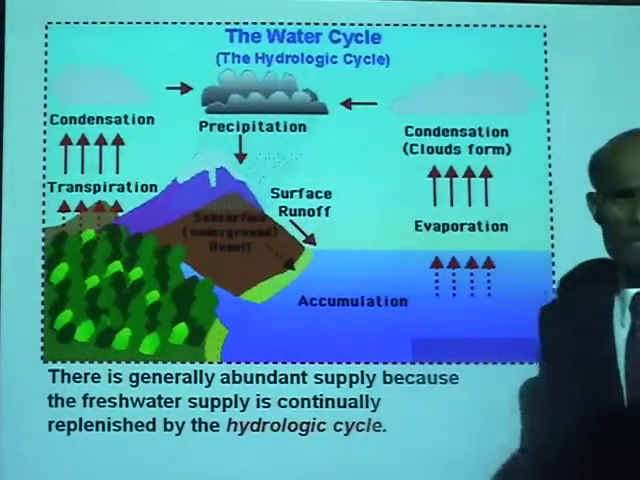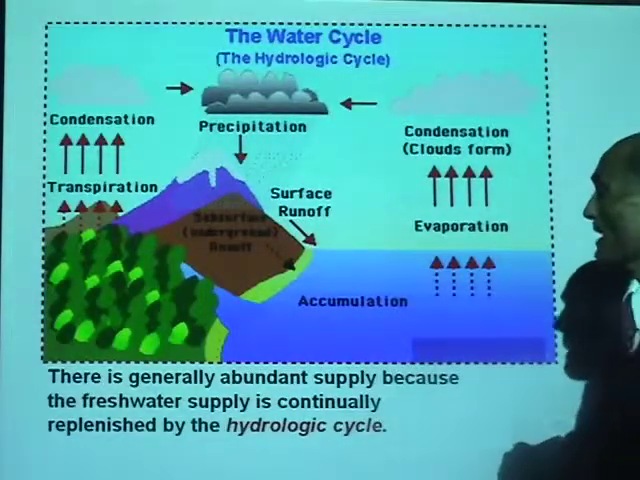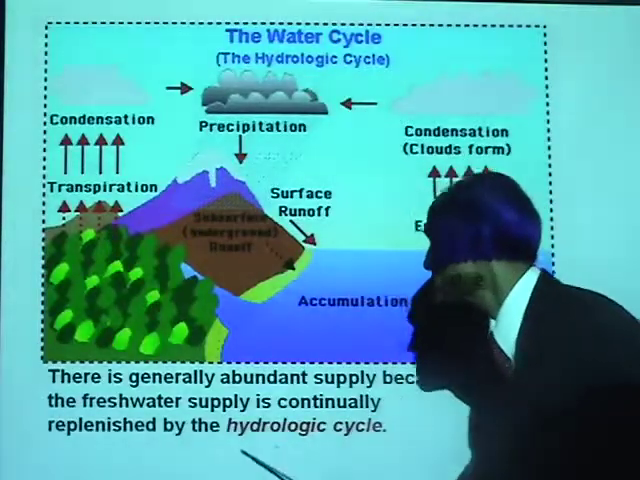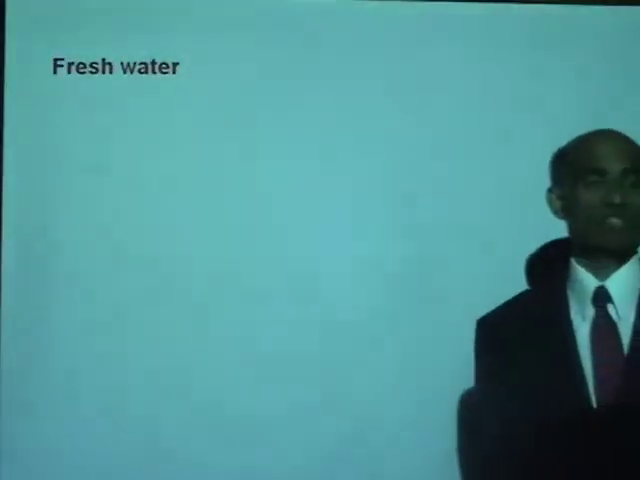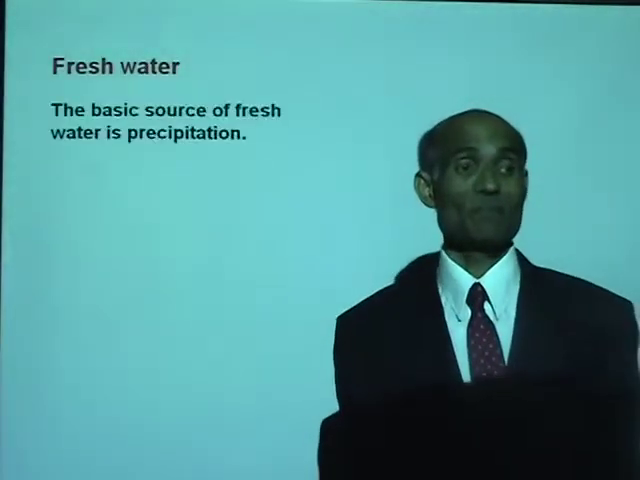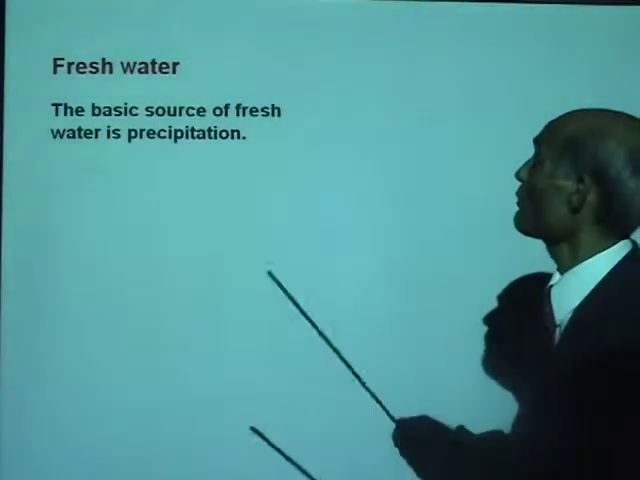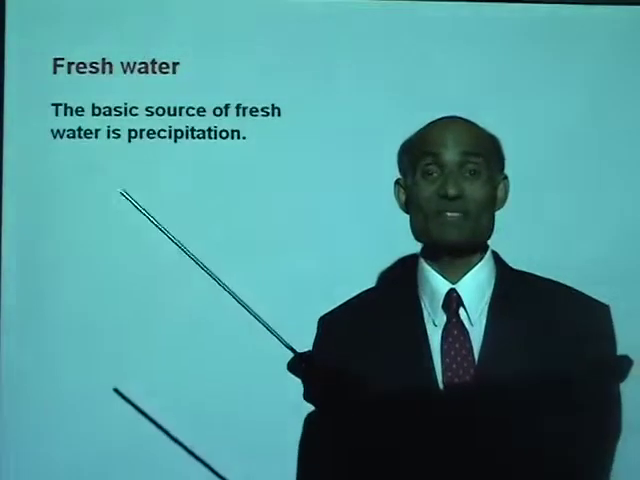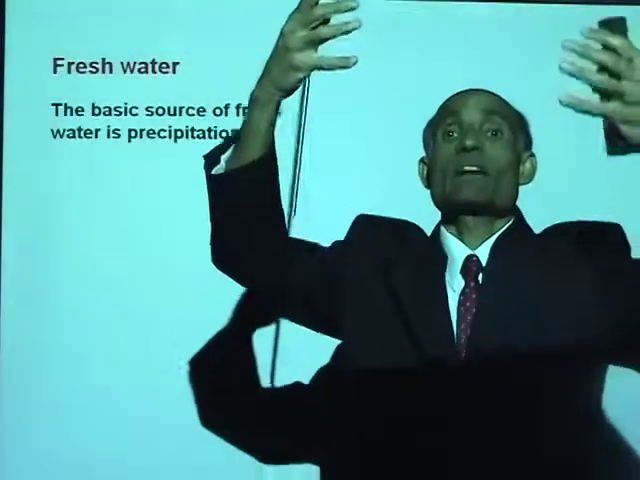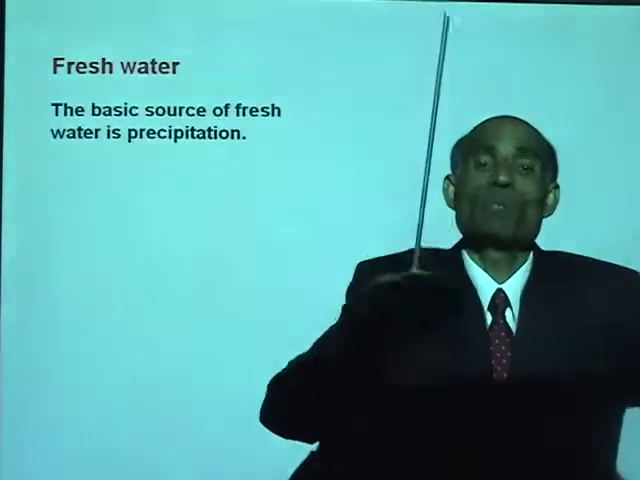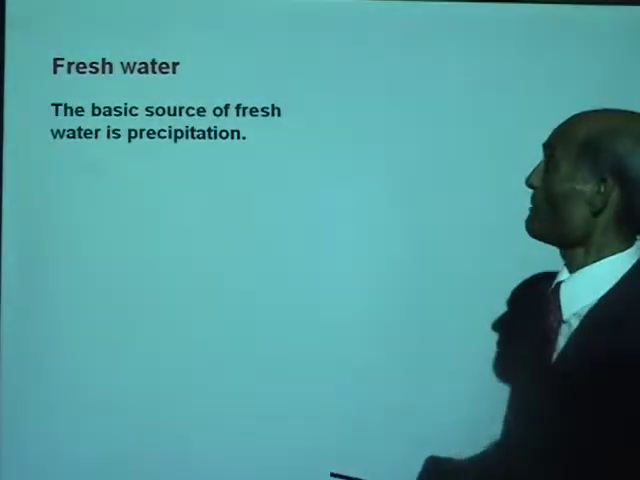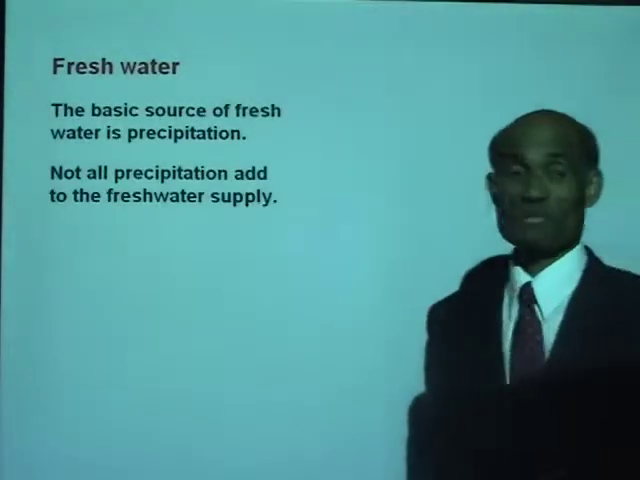So there is generally abundant supply of fresh water because of the continuous replenishment due to the hydrologic cycle. Well, let's look at our freshwater supply. The basic source of fresh water is precipitation. You see, the evaporated water from the sea condenses and we get rain, and that rain and snow and all that kind of thing. So the basic source of fresh water is precipitation.